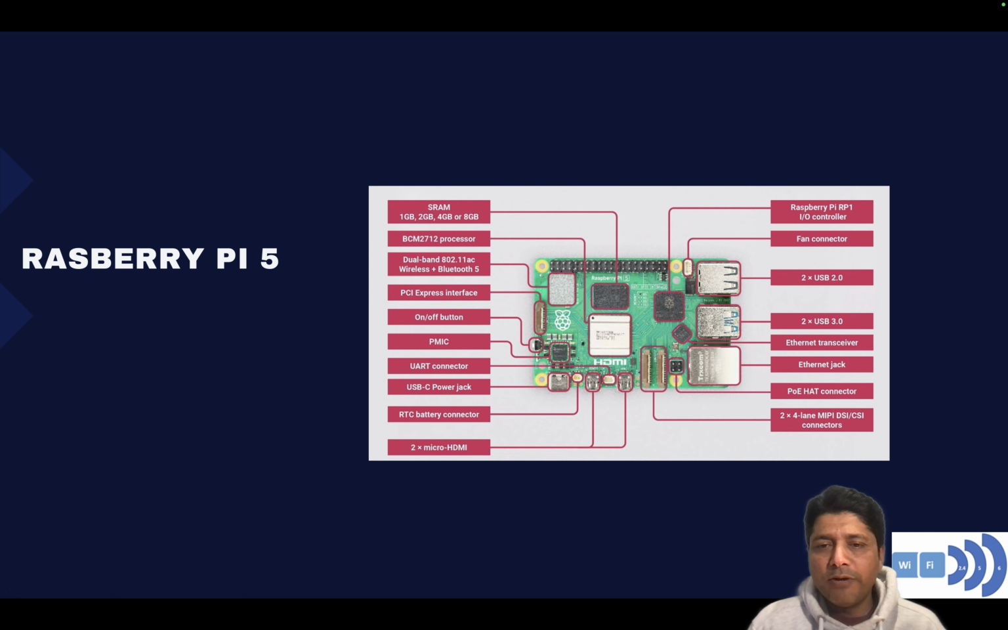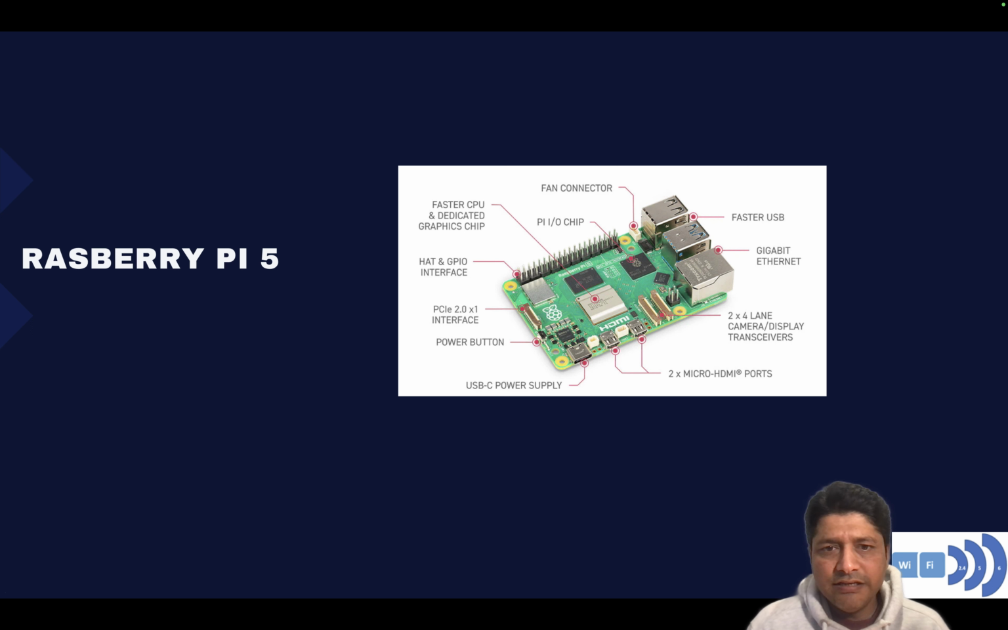The single compact board has got two micro HDMI ports. You got one USB-C power jack. You have got an on-off button, which is very specific to Raspberry Pi 5. Then you got a Wi-Fi adapter, which is a Wi-Fi chip. As you can see, it is highlighted on the left side on top, which is dual band .11 AC wireless and Bluetooth 5. You got a processor, you got an IO controller, you can have a keyboard or mouse connected to this single board, and you have a GPIO connector, which is also used to connect to the external world.